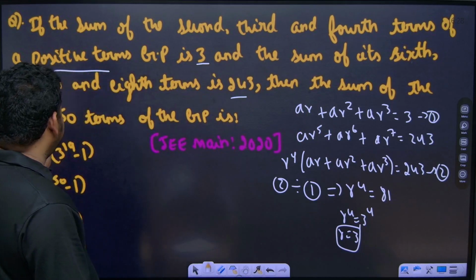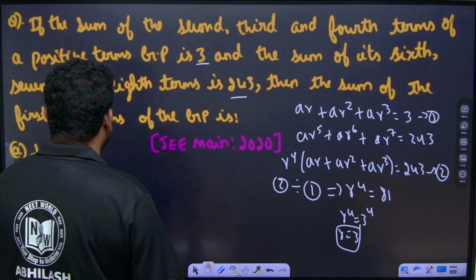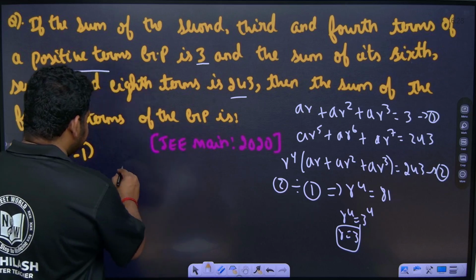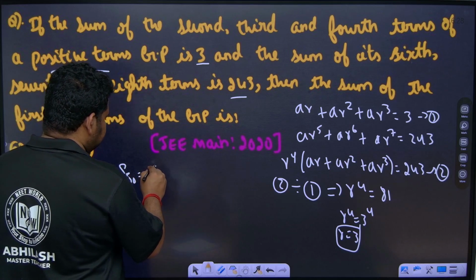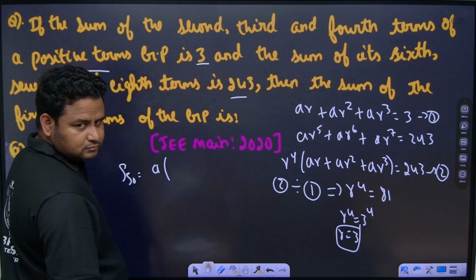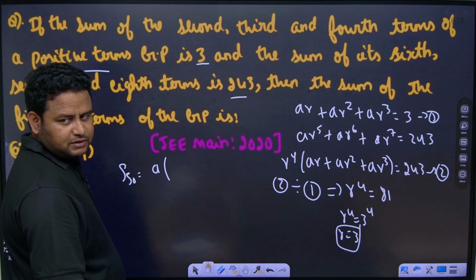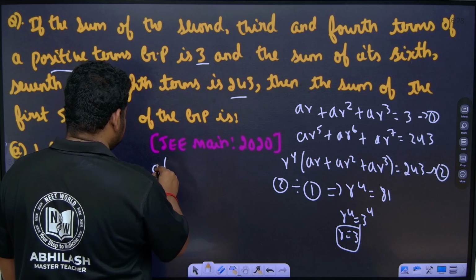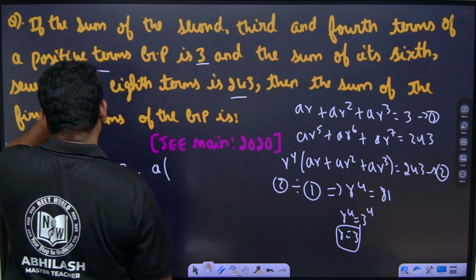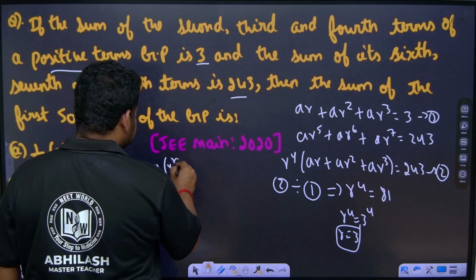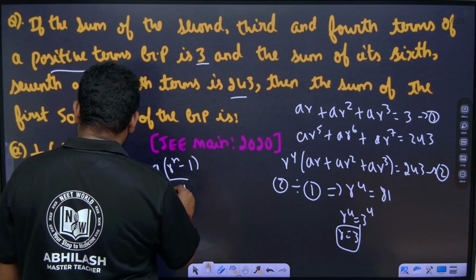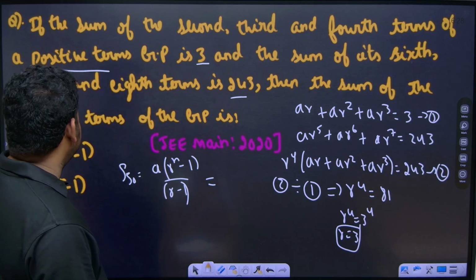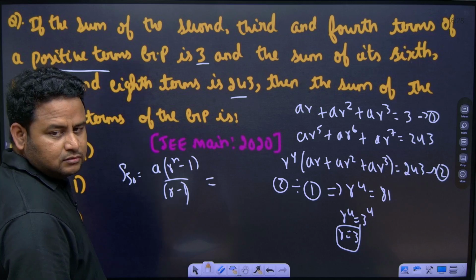Now, they are asking for the sum of the first 50 terms. How do we find the sum of the first 50 terms? It is A into r minus 1 or 1 minus r? It is A into r to the power of n minus 1 divided by r minus 1. Clear? What is A here? We still don't know what A is.